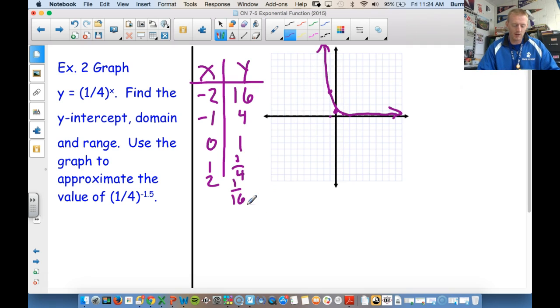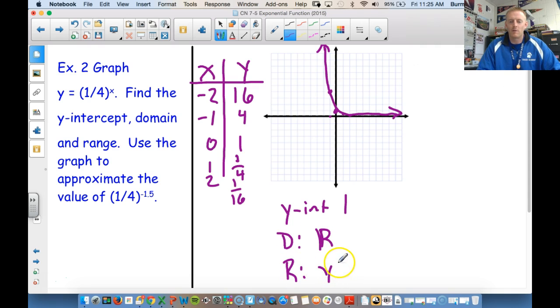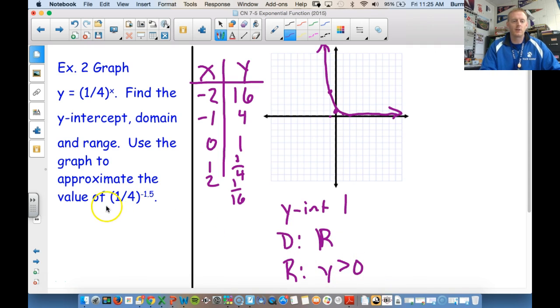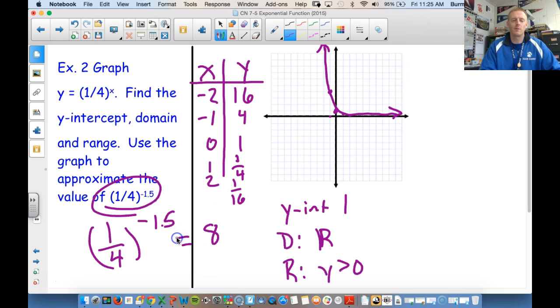And I'm going to check with a trusty calculator, 0.25 raised to the negative 1.5. And it's 8 again. So my y-intercept was 1. My domain is all real numbers. And my range is, again, where the values are greater than 0. And then to answer the question, to approximate, well, 1/4 to the negative 1.5 power is about 8. So again, we want to use the squiggly line. You can check with your calculator to see how close you are.